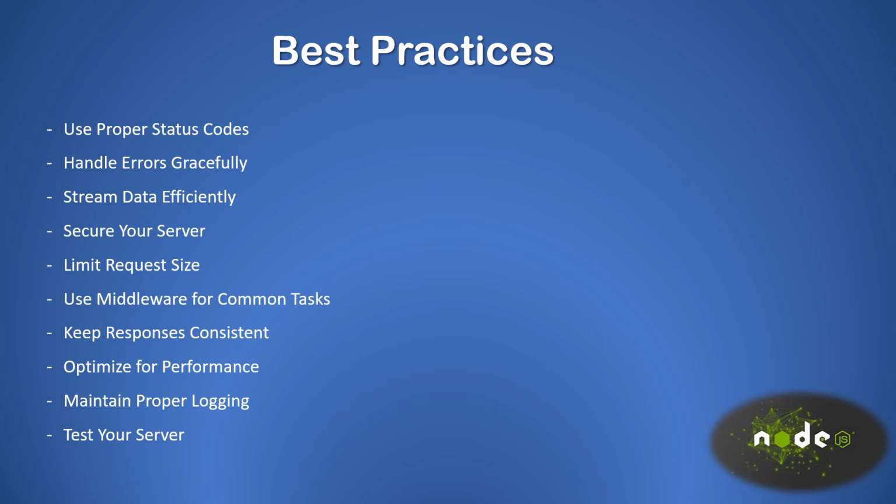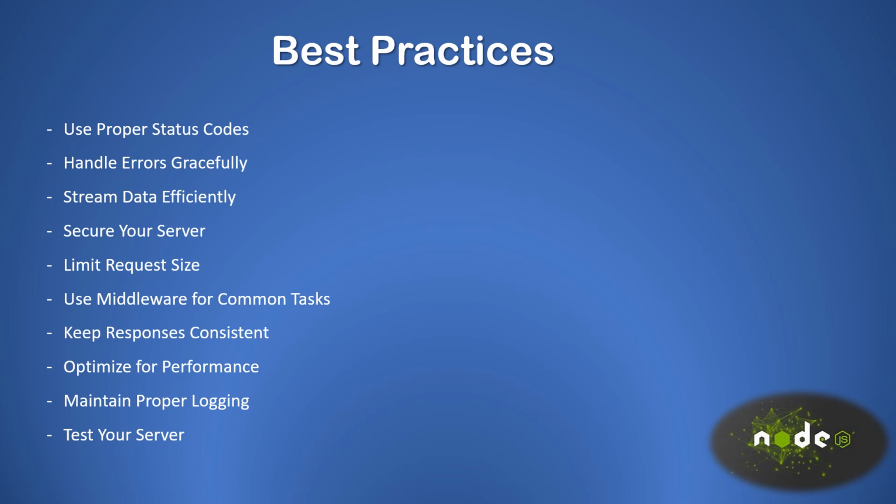So now let's see what are the best practices we have to consider when we use this HTTP module. First one is use proper status codes. That is very important, as I showed in my live demo. We have used 200 and 404 with page not found, right? Always respond with the appropriate HTTP status codes to indicate the outcome of the request. Next is handle errors gracefully. That is very important. Implement error handling for both incoming requests and potential server issues to prevent crashes and to provide meaningful feedback to the users.